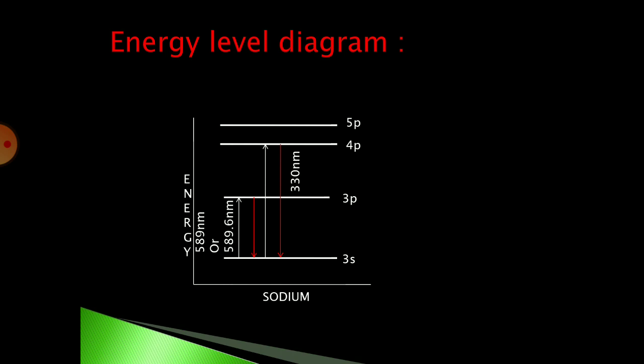This absorption and emission takes place at 330 nanometer. And the last possible transition is from 3s to 5p energy level and re-emission from 5p to 3s energy level. This transition takes place at 285.28 nanometer. But out of these three possible transitions, the most intense transition is from 3s to 3p and emission from 3p to 3s, which takes place at 589 nanometer or 589.6 nanometer, which is the characteristic for sodium.